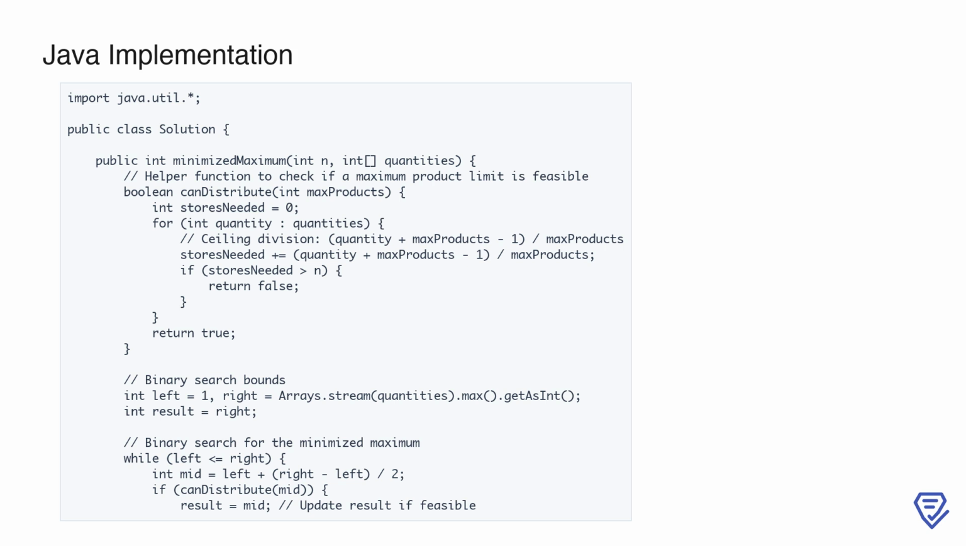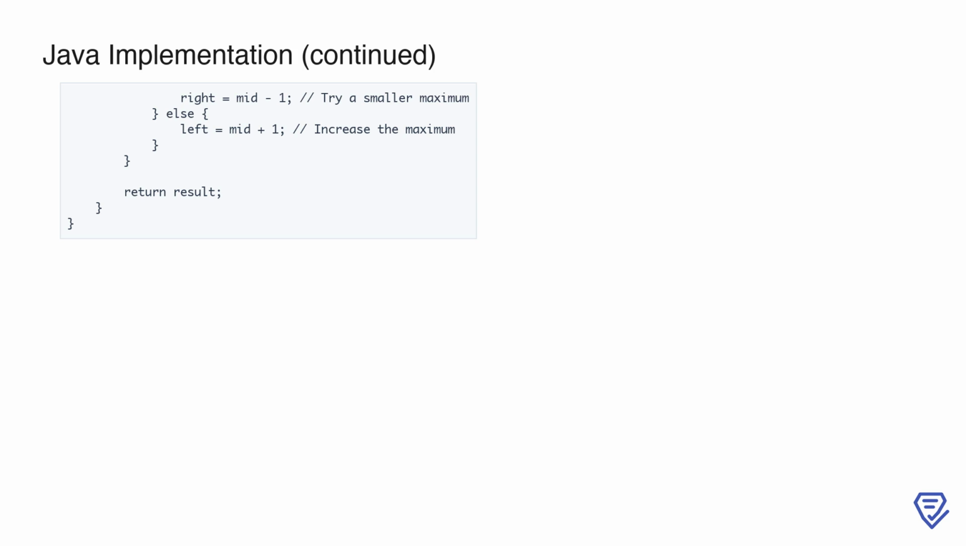The binary search begins, and while the left pointer is less than or equal to the right pointer, we calculate the midpoint as left + (right - left) / 2. If canDistribute(mid) returns true, it means the current maximum is feasible, so we update result to mid. If the current maximum is feasible, we also adjust the search space by moving the right pointer to mid - 1, attempting to find a smaller maximum.